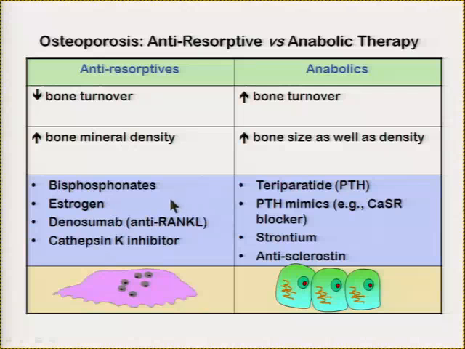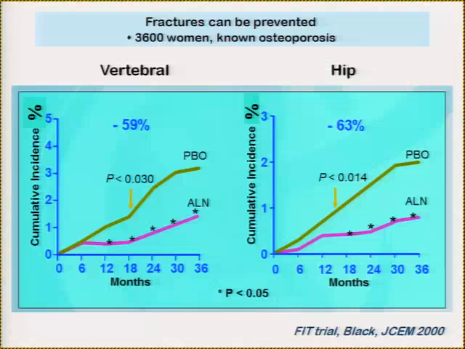It's a humanized monoclonal antibody against RANK ligand. The anabolics, which we'd like to have a lot more of, we'd like to make bone form, not just keep it from being resorbed. The only anabolic we have on formulary in the U.S. is Forteo, or teriparatide. There are some things that are going to act like PTH. Strontium is in use in Europe, is probably an anabolic, and anti-sclerostin is being studied. Now, I bring up anti-sclerostin just because I'm going to come back to it.